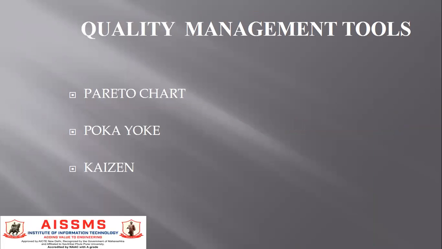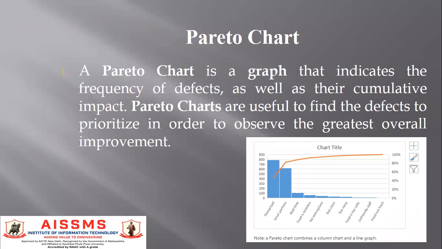There are different quality management tools. Many quality management tools are there, but I would be focusing only on the three main, which are the Pareto chart, the Pokayoke, and KAIZEN. Pareto chart, as the name implies, is a graph that indicates the frequency of defects as well as their cumulative impact. Pareto charts are useful to find the defects to prioritize in order to absorb the greatest overall improvement.